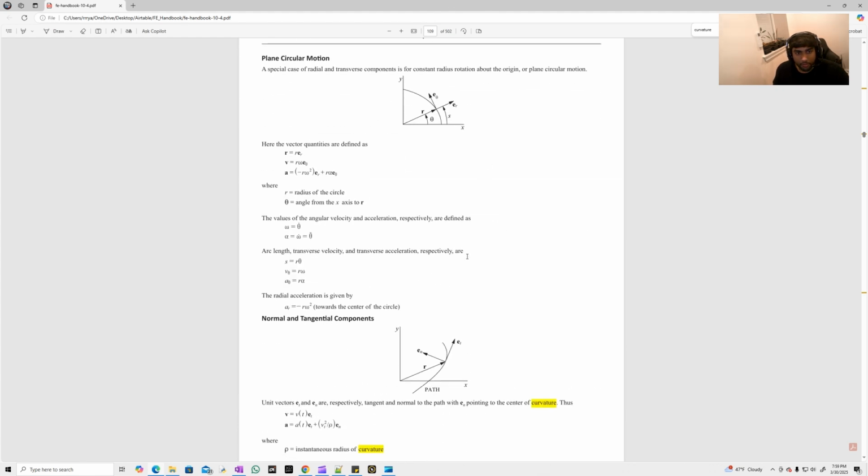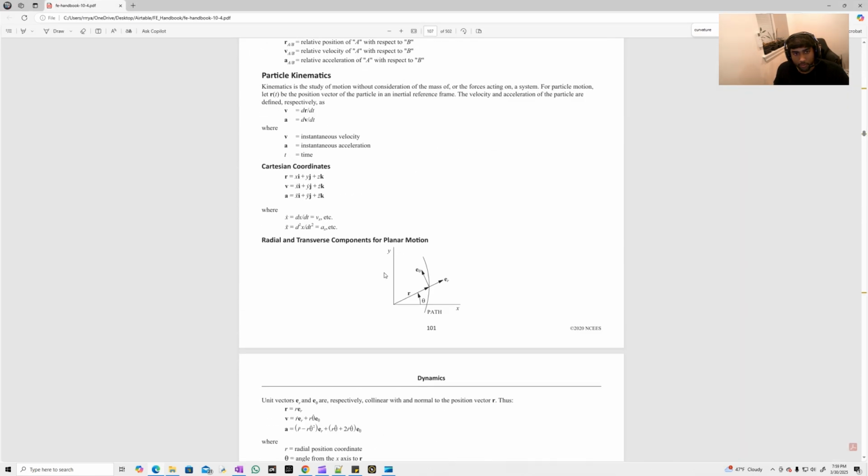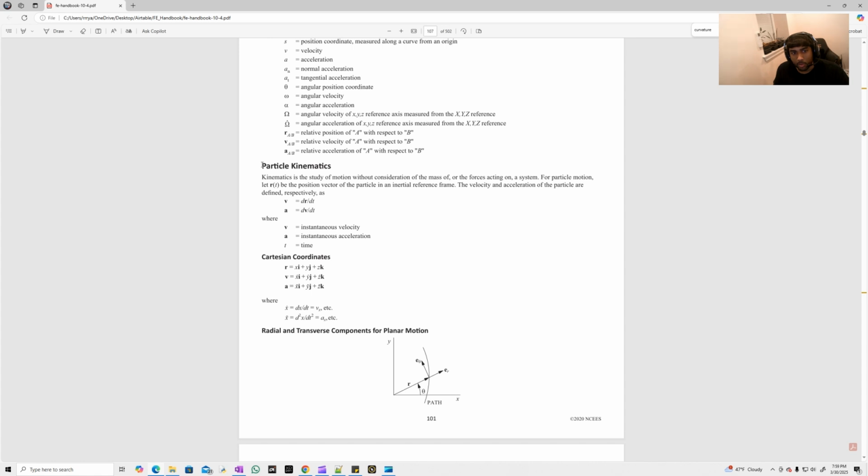Okay, so there was that reference, as well as another reference on page 101 of the reference manual. That's when we were looking at the particle kinematics, just understanding that at the maximum height, we know that the speed is going to be equal to 0. We also understood that the vertical acceleration was equal to a constant value. It was at minus g. And we knew that there was no horizontal acceleration. The acceleration was 0, which means that the speed was equal to a constant value in the x direction.